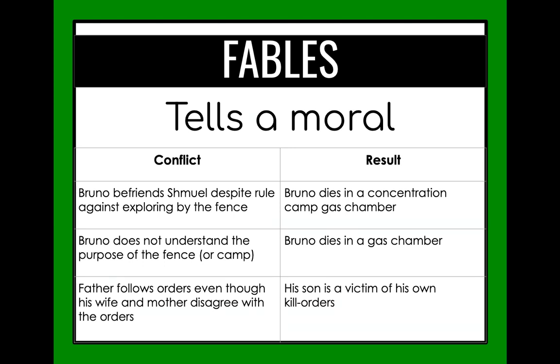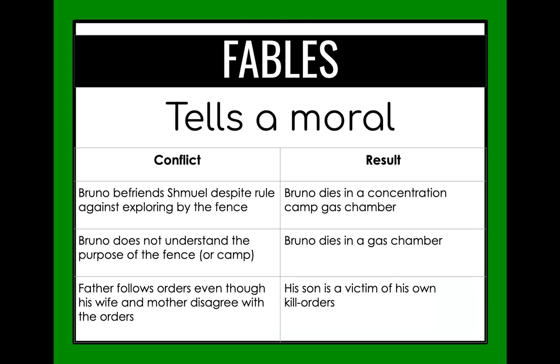In the same way, Bruno doesn't understand the purpose of the fence or the camp for that matter. So again, he dies in a gas chamber. If he had understood what was going on, he may not have even done either of those things, which may have changed the ending of the book. Another conflict that we have is that Father follows orders even though his wife and mother disagree with those orders. His mother doesn't like what he stands for. She knows what the Nazis are doing, and she tells him so.